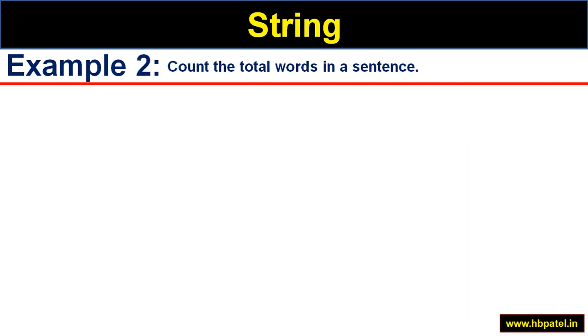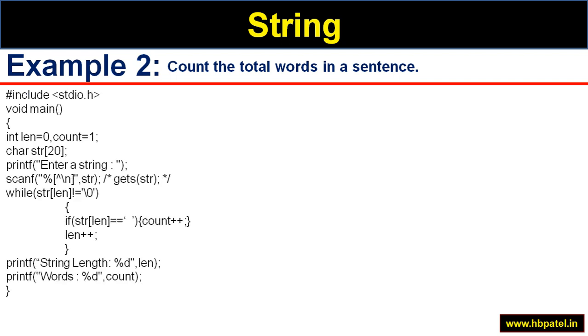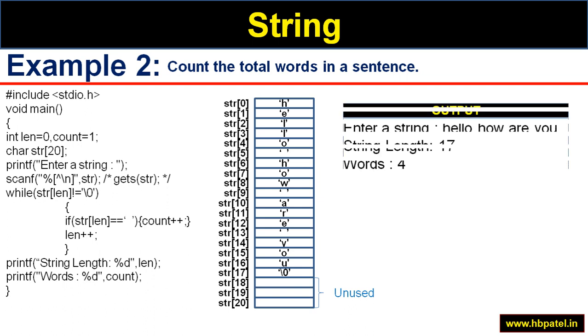Now the second example is to count the total words in a sentence. For example, let us start with this output. Enter a string: hello, how are you? Now we can see that there are 4 words. Alright, now how do we find this? Because there are 3 spaces.